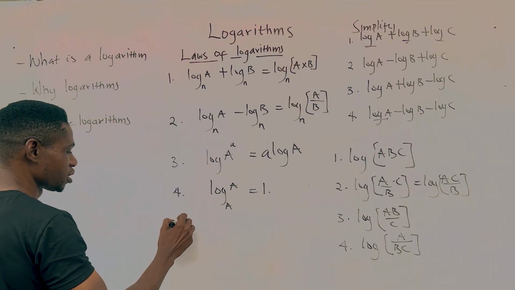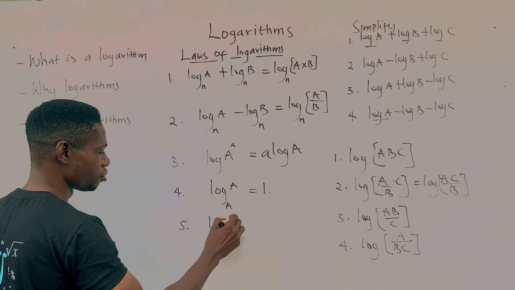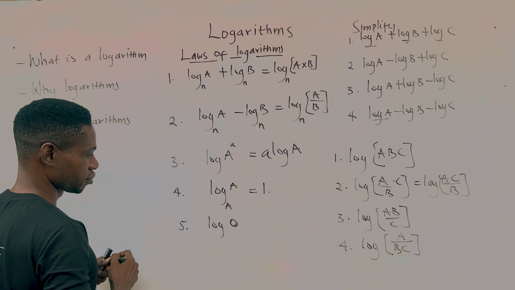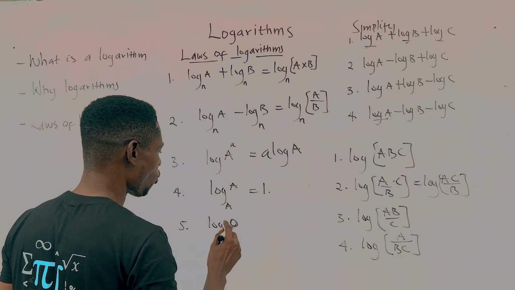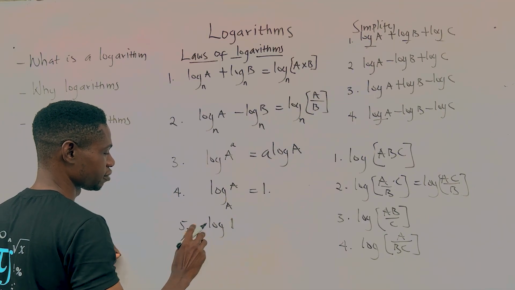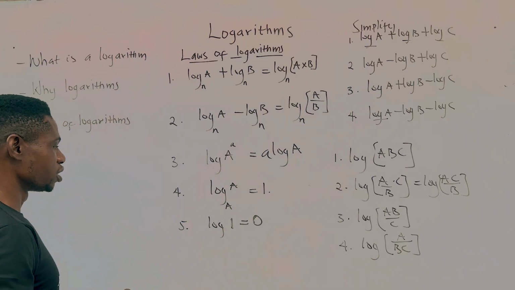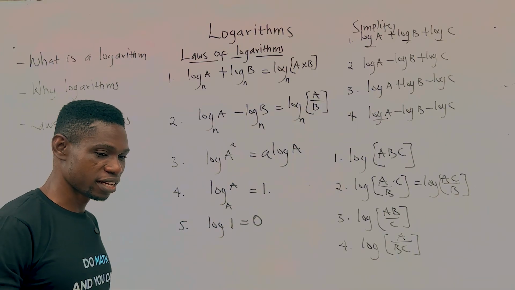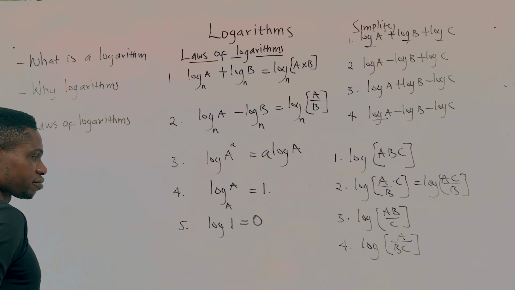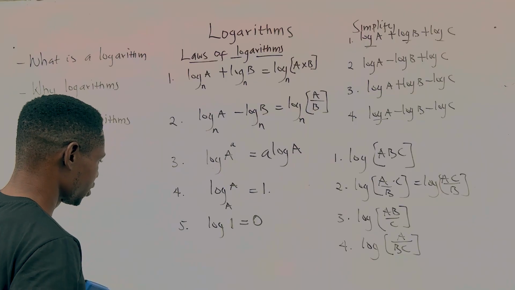Another thing to note is that if you have log of 0, sorry, I mean log of 1. Log of 1, the answer is 0. We can prove this using the laws of indices we've learned earlier, but log 1 is 0. Okay?